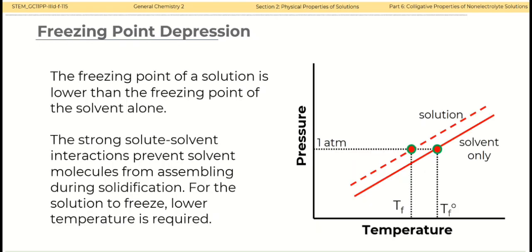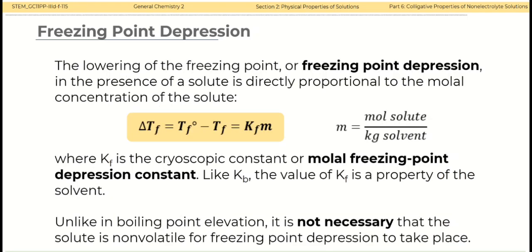The freezing point of a solution is lower than the freezing point of the solvent alone. The strong solute-solvent interaction prevents solvent molecules from assembling during solidification. For the solution to freeze, a lower temperature is required. The lowering of the freezing point, or freezing point depression, in the presence of a solute is directly proportional to the molar concentration of the solute. In the given equation, Kf is the cryoscopic constant or molar freezing point depression constant. Unlike in boiling point elevation, it is not necessary that the solute is non-volatile for freezing point depression to take place.